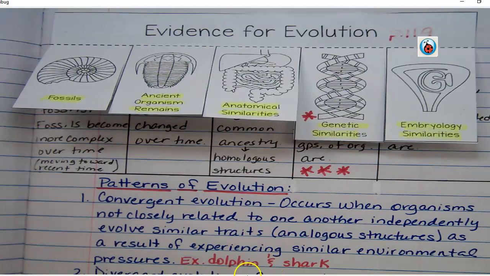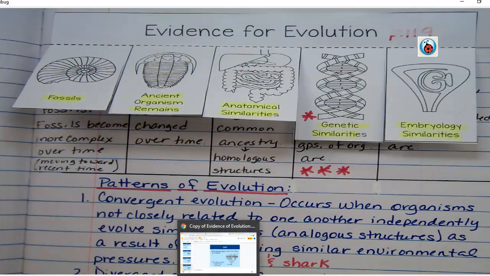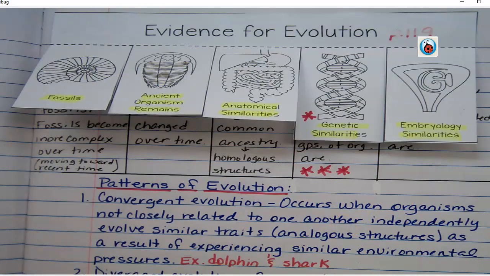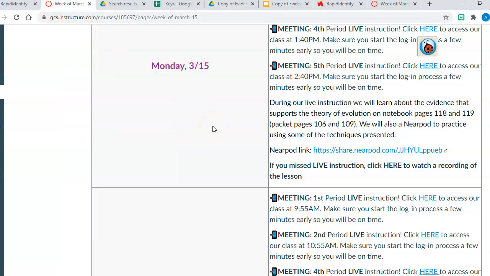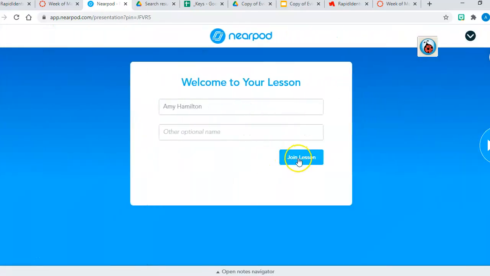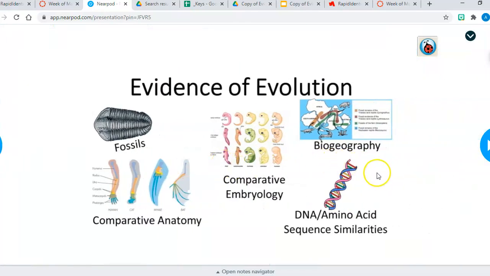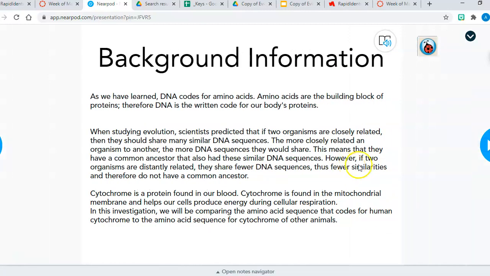Okay, at this time, I want to go back to the agenda so we can take a look at the link for the Nearpod. So if you go back to the agenda on Monday, 3/15, there is going to be a link that will give you a self-paced Nearpod. You'll join the lesson. And again, we've got evidence for evolution. What I would like to do is just read this first background information to you, and then I'll let you get on your way.